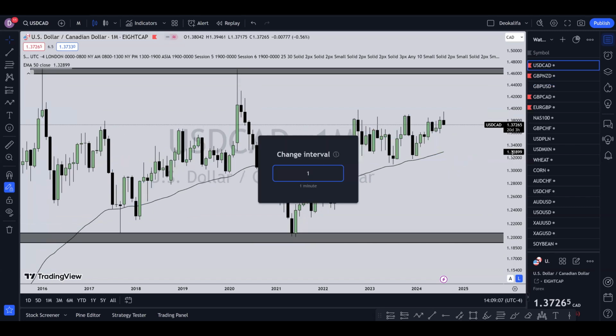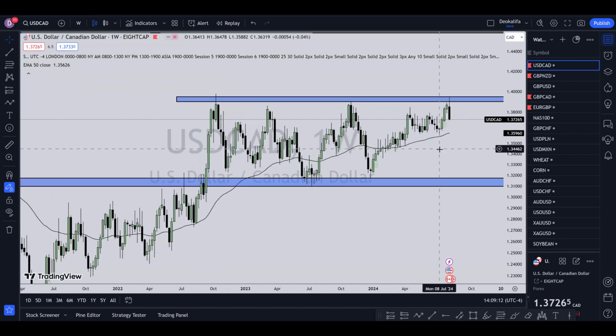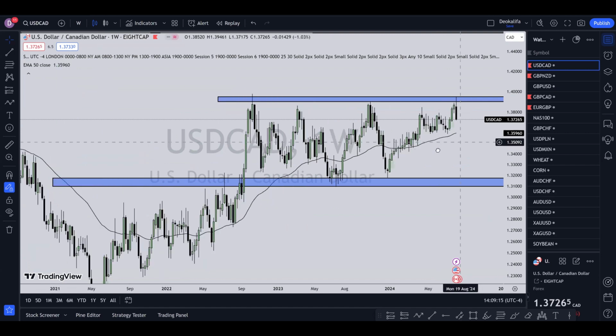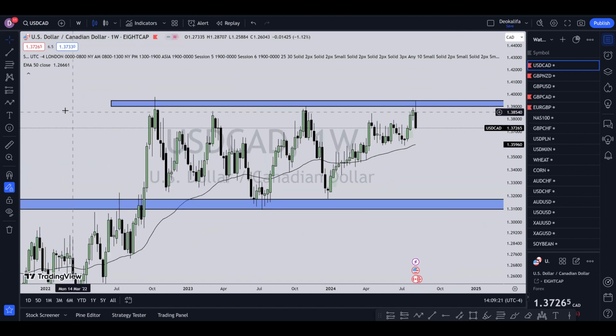Now we're going to move on to the weekly to see where we can further go down into our analysis and also see where we can take entries. And on the weekly time frame, I have these ranging levels that I marked, the upper zone and the lower zone. As you can see, we have a bearish engulfing candle right now to the downside, and I think that we are likely going to see it sell through this level.